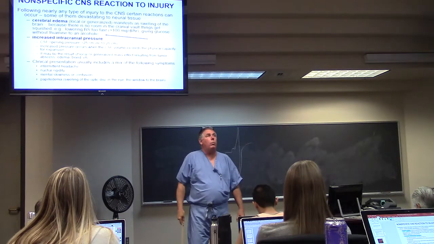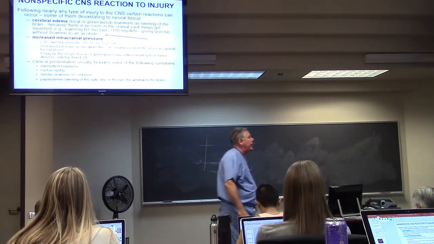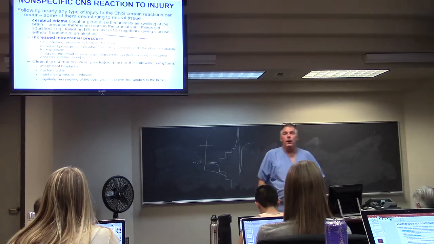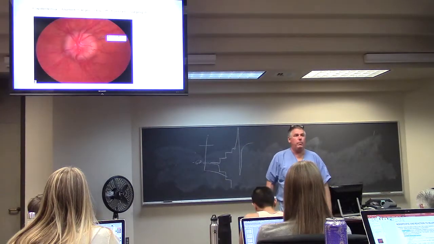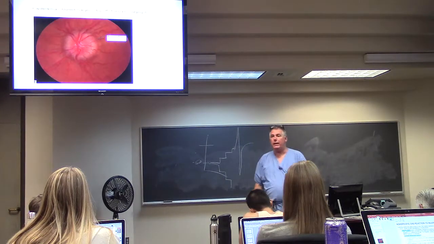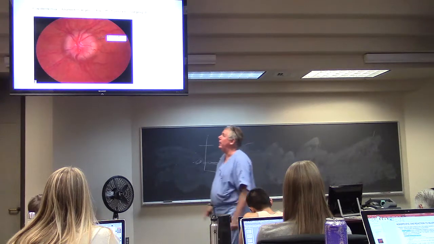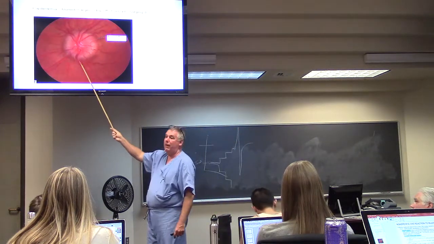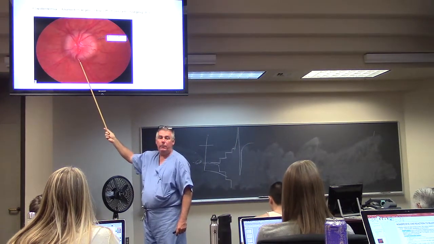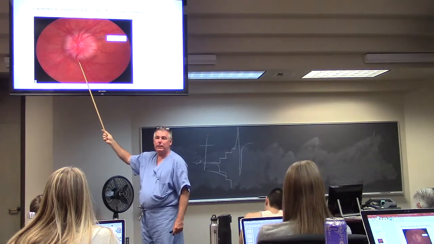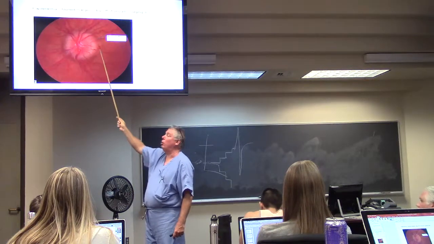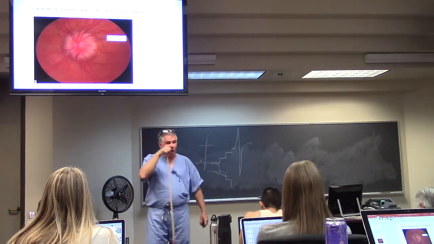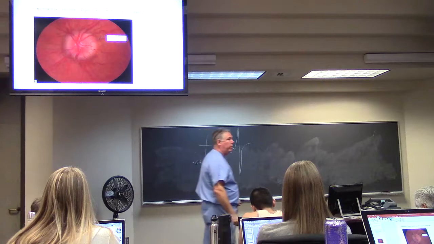Nuchal rigidity, they don't want to move their head, they get a headache, obviously, they start getting a little loopy, and then of course the papilledema that we're trying to beat into your heads. Papilledema looks like this. You see the step off, I've mentioned that, between the vessels coming out of the disc. The other thing about papilledema is that the disc margins are blurred. They're not nice and sharp like you normally see. They're more blurred.